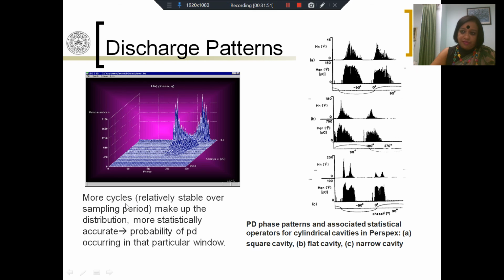The more cycles over which we take the measurement, the more stable the sample will be. The cycles should be stable over the sample period, and the more cycles we consider, the better the distribution and the more accurate the phi-QN plot that we will build up. So the probability of PD occurring in that particular window will increase. That's true for any stochastic measure: if you have a large enough sample, you have more reliable estimates. But we must remember that if you take it over so many cycles, the PD pattern has to be stable over those cycles, and the PD pattern should not change.